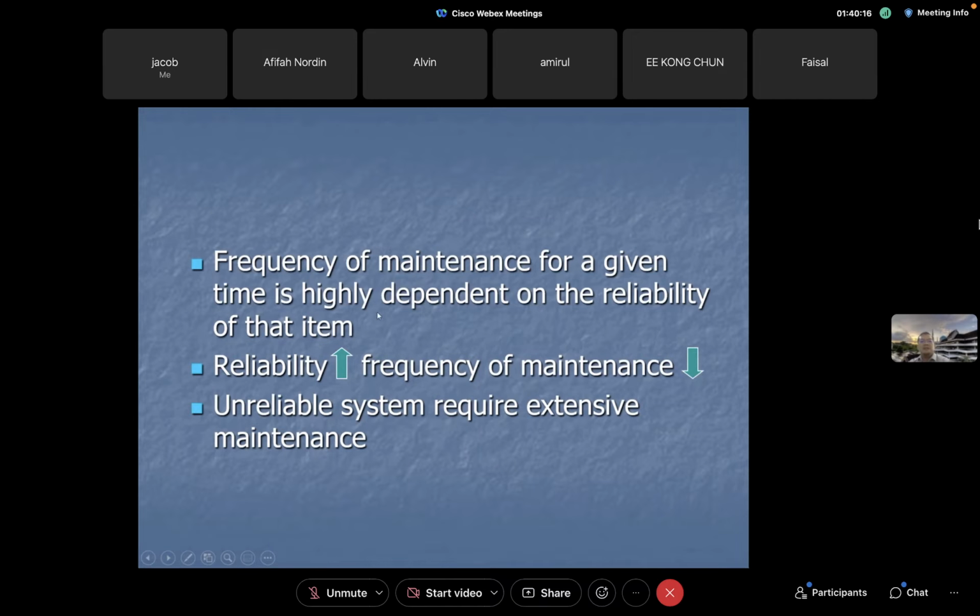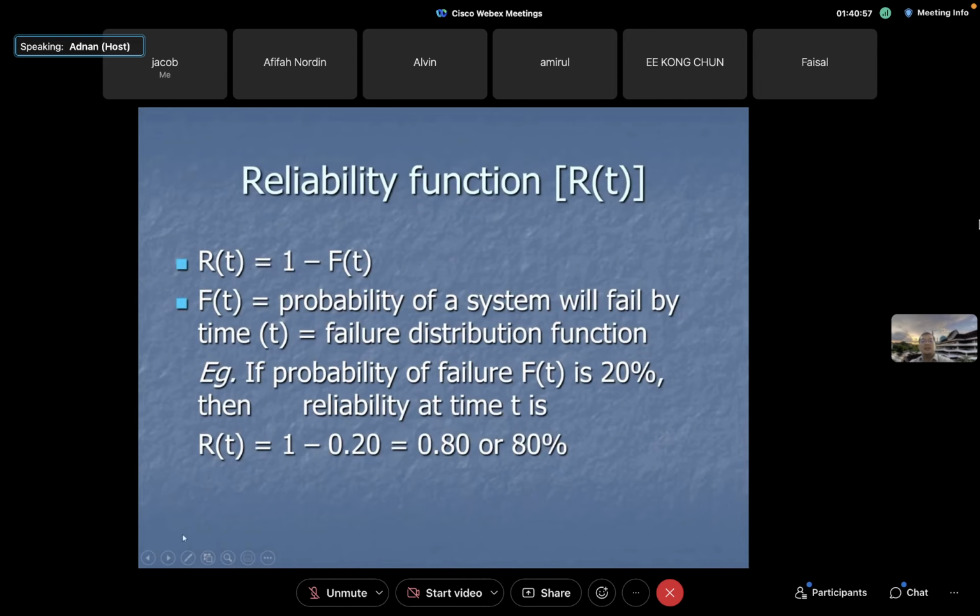The frequency of maintenance for a given time is highly dependent on the reliability of the item. An unreliable item needs more frequent maintenance. As reliability increases, maintenance is reduced. An unreliable system requires expensive maintenance. So that's why when you are in charge of any project, before handover to the customer, or maybe you are representing the customer, make sure all the construction or installation is done properly. If not, the customer will have a headache, a lot of repair needed after handover. Reliability is a function of failure. R(t) is reliability as a function of time.